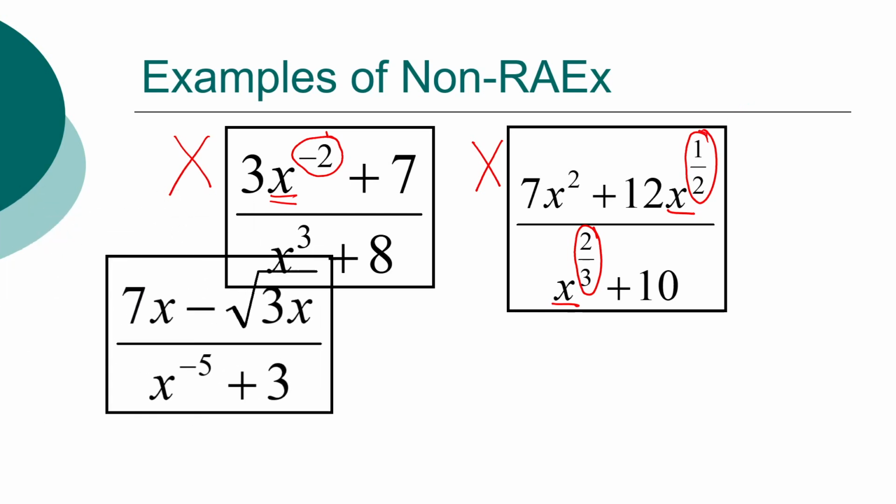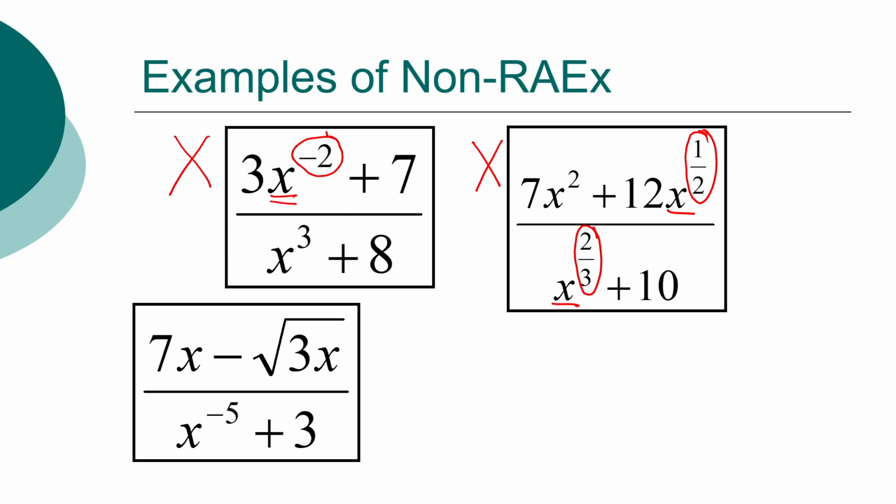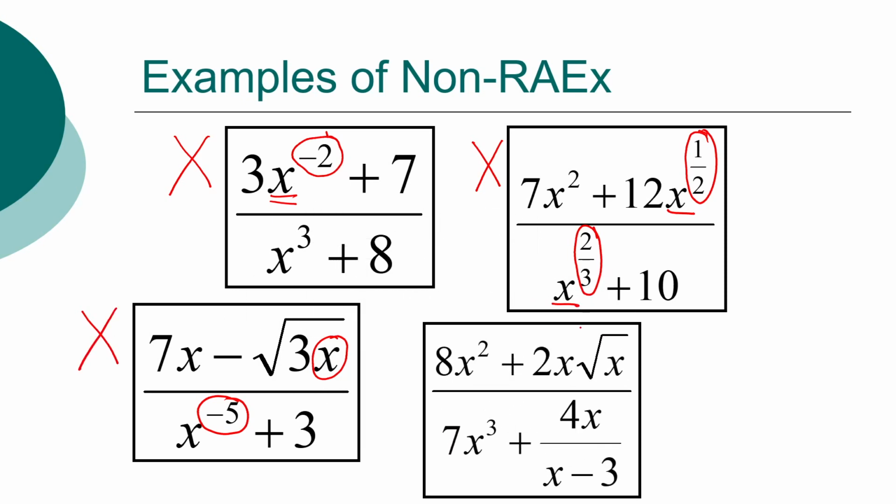What about the third example? Why is number 3 not a Ra-X? x to the -5. Very good. What else? There is a variable inside the radical sign. That is why it is not a Ra-X. What about number 4? There is a variable inside the radical sign. What else? Look at the denominator. There is a fraction with a variable in the denominator.